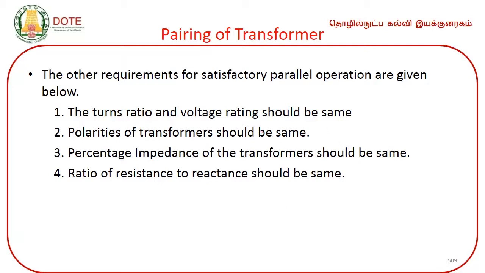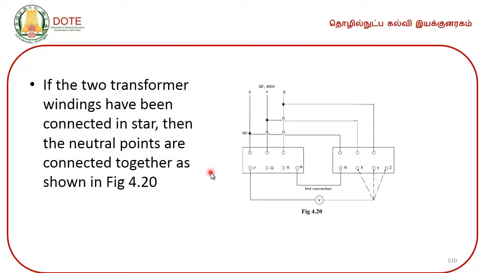Number 1, the turns ratio and voltage rating should be same. Number 2, the polarities of transformers should be same. Percentage impedance of the transformers should be same, and finally the ratio of resistance to reactance, that is R by X, should be same.